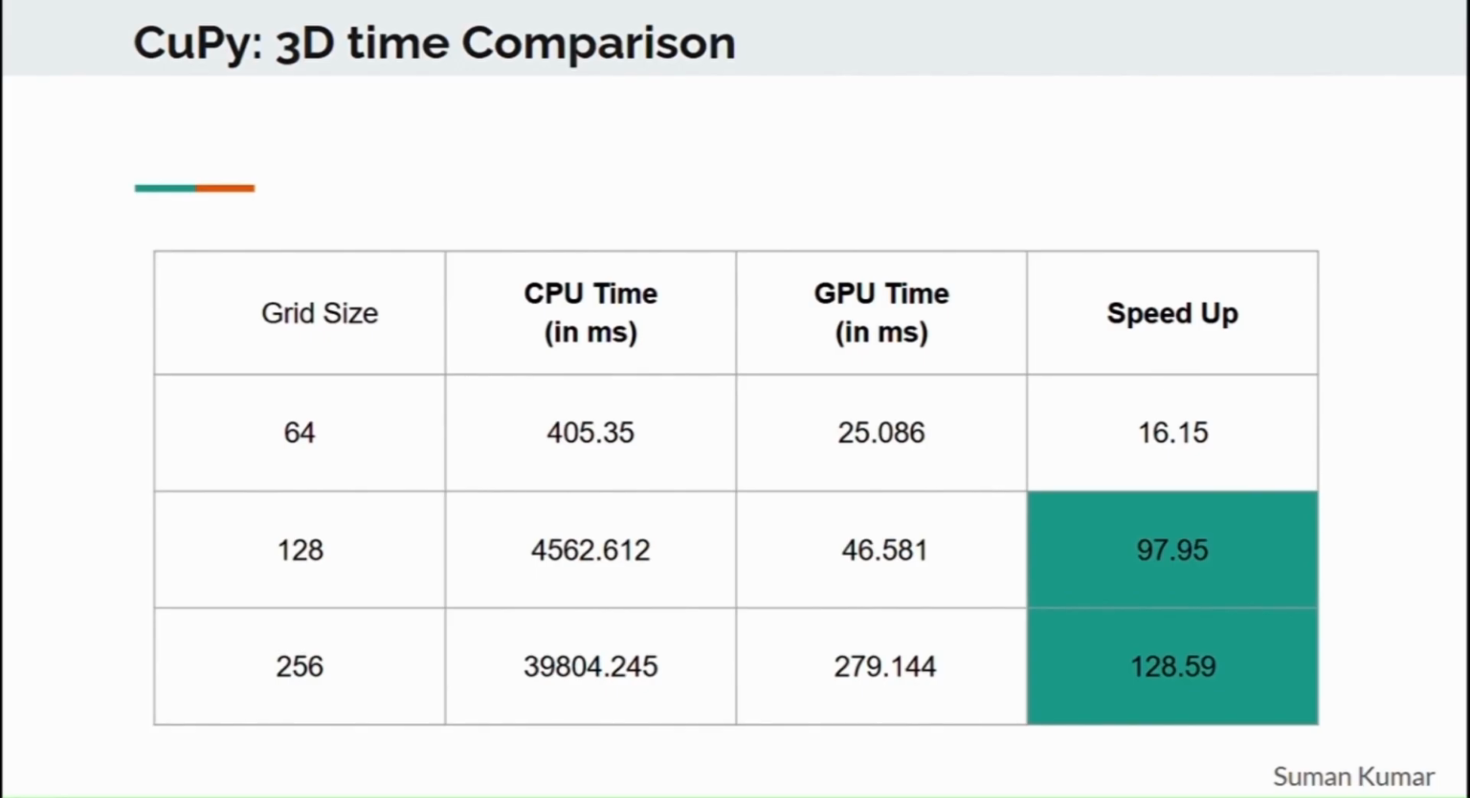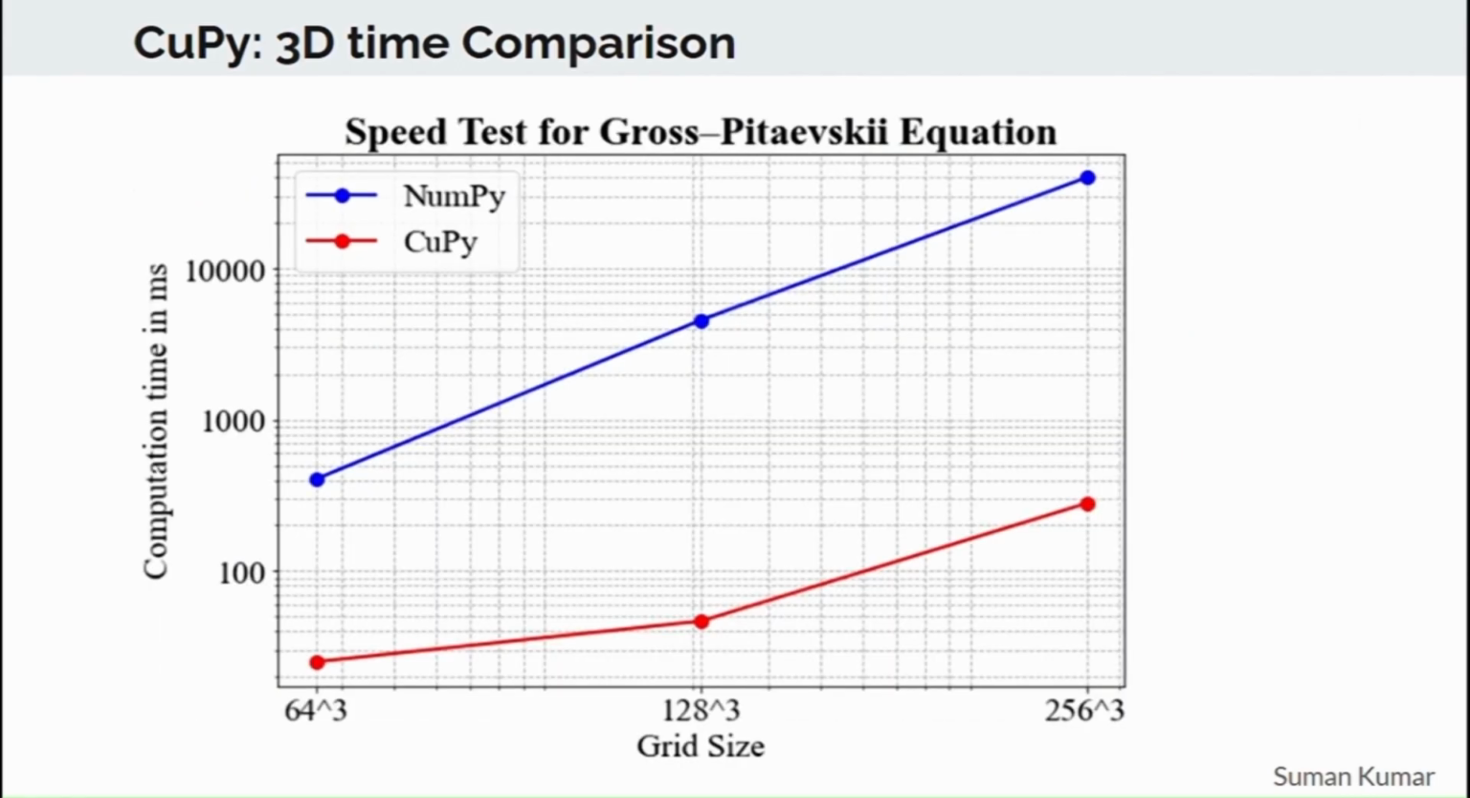For 64 it is the worst, and when we switch to 128, it is coming around 100x, and for 256 similarly it is increased, to 128.6x. This is the log plot of grid size versus computation time for the 3D case, and we can clearly see in this graph too the speed up is around 100x for the 128 cubed and 256 cubed sizes.